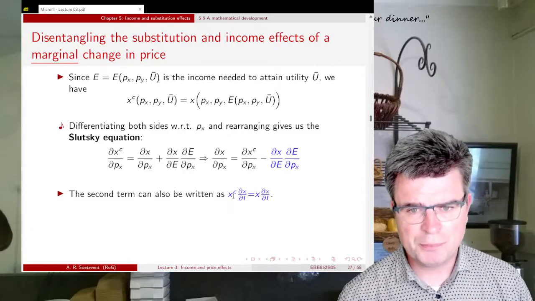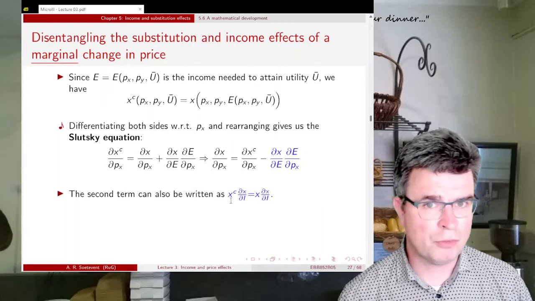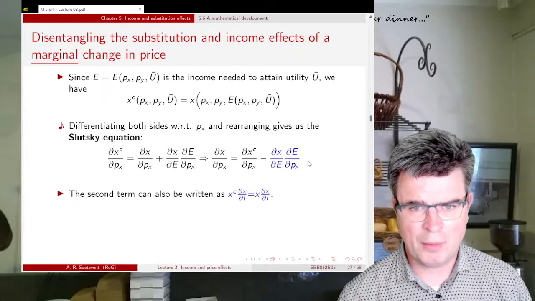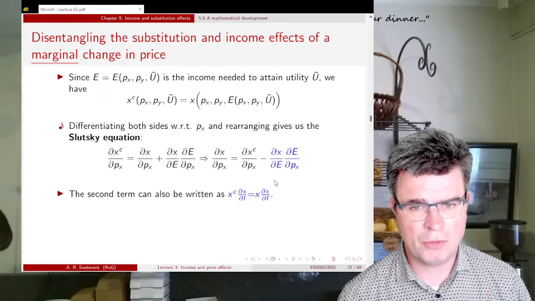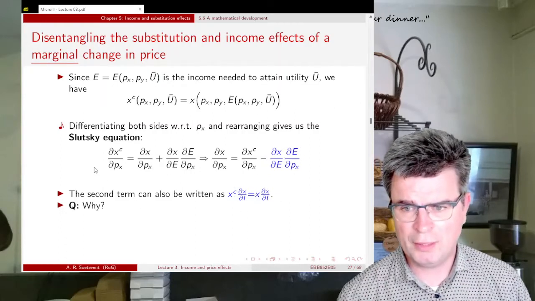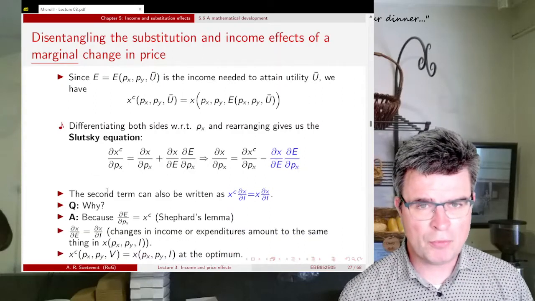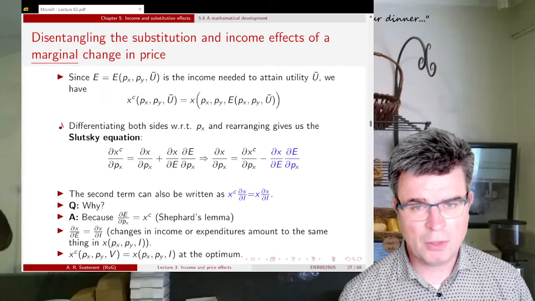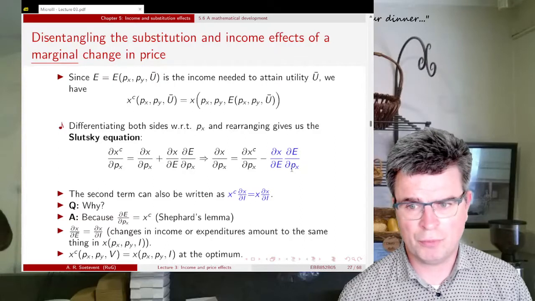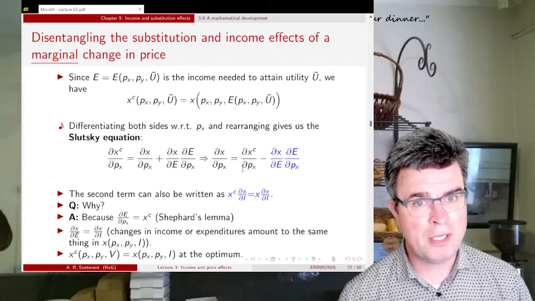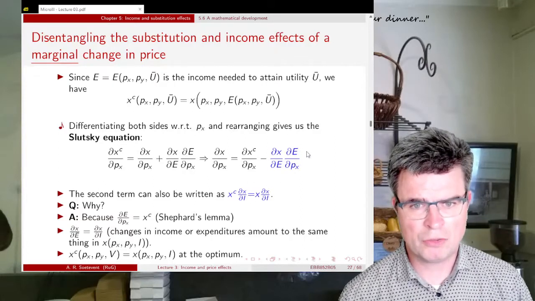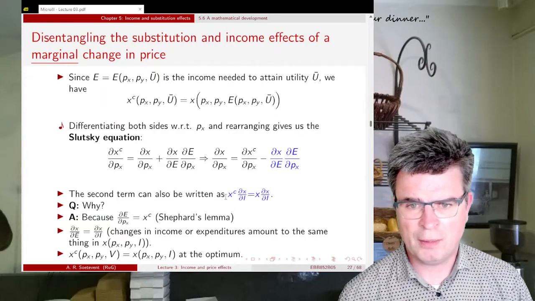as follows. And then the question, of course, to you is, okay, how can we arrive from this equation over here to the expression over here? So why? Now, a number of elements here. So first, because of Shephard's lemma, we know that the partial derivative of the expenditure function with respect to Px is equal to the compensated demand. So we can substitute this part over here by the compensated demand.